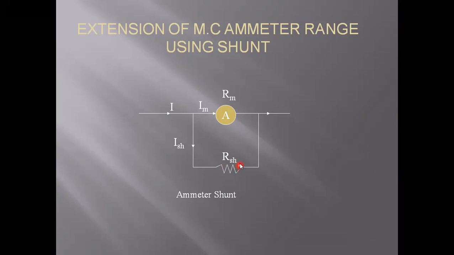Let us see what happens. We are trying to measure current I, because I is the load current and Im is the meter current. The current passing through the meter is Im. Current flowing through the shunt resistance is Ish. And of course, when you connect a load here, the same current I flows through the load.